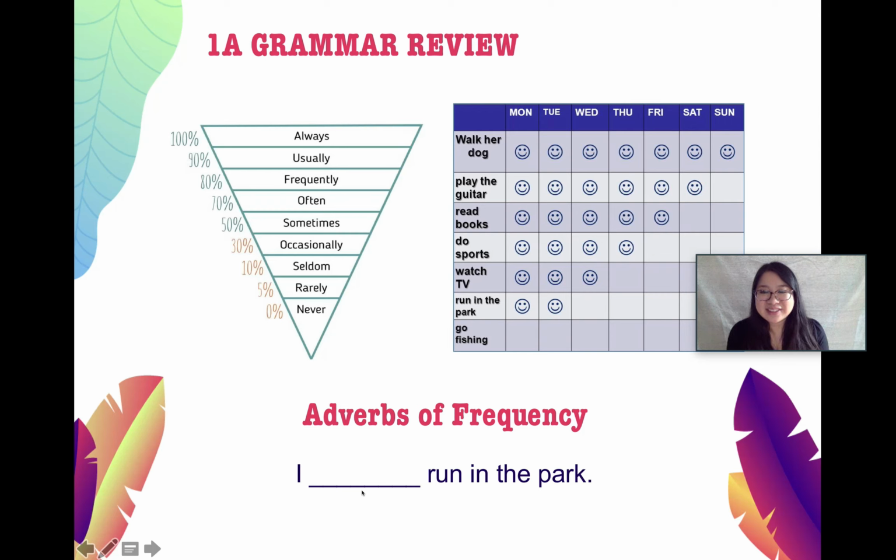Now look at this sentence. I run in the park. When we use an adverb of frequency, we put it after the subject and before the verb. So let's look at this example, run in the park. They run in the park on Monday and Tuesday. Which adverb of frequency do you think we should use? Practice making a sentence.